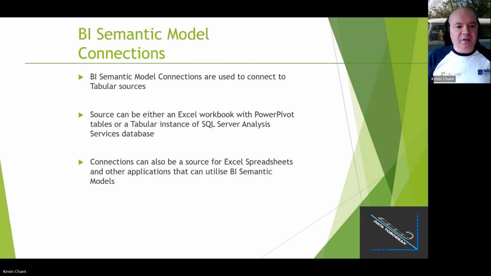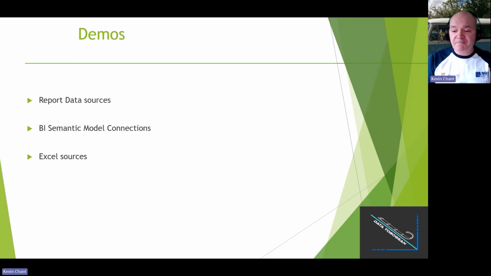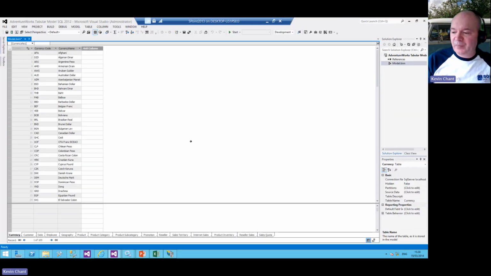So as you can see on the screen, the connections can also be a source for other applications that can utilize BI semantic models as well. Anyway, now it's time to do a few demos on the different sources to semantic model connect, including report data sources and BI semantic model connections and Excel sources as well. So let's go back over to our demo environment.